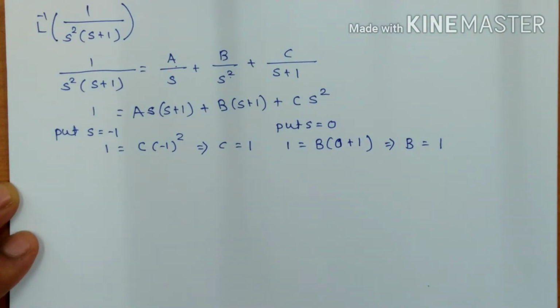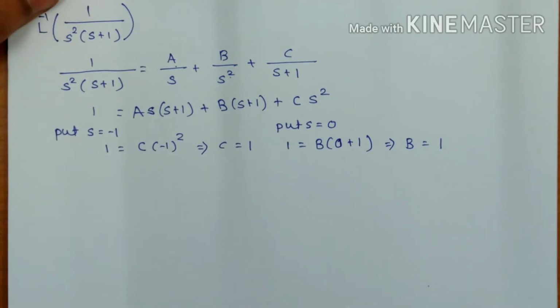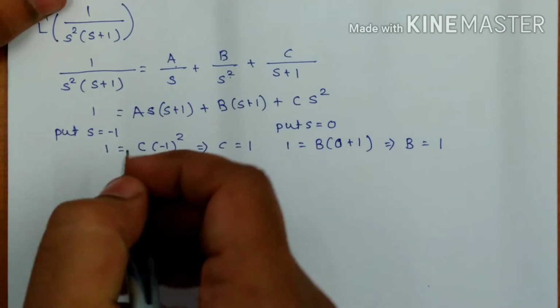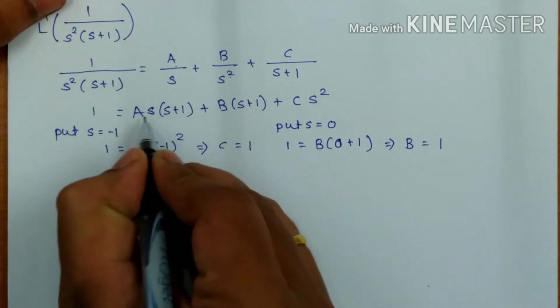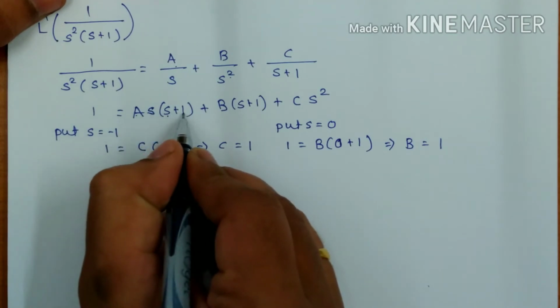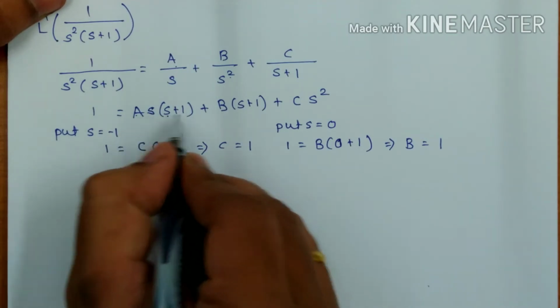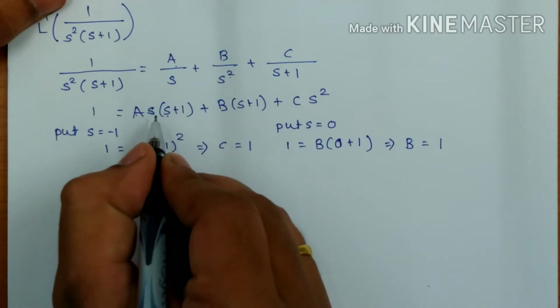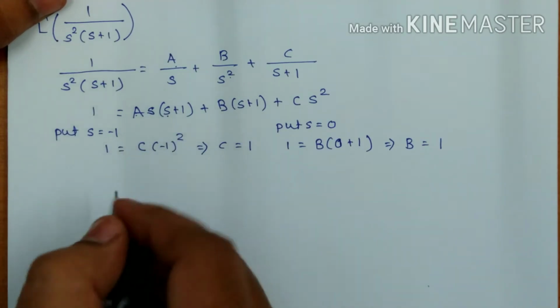Now to find the value of a, there is no direct substitution available. So you have a choice. You can compare the coefficient of s square, or you can compare the coefficient of s, but not the constant term. Because when I simplify this term, I will get a into s square plus a into s into 1, that is as. So there is no constant term at all. So either you can compare the coefficient of s or s square.